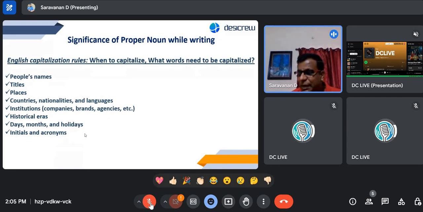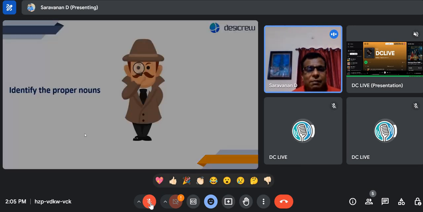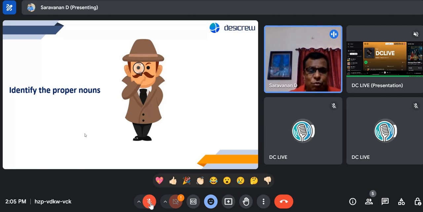So now this brings us to the topic for today, which is identifying the proper noun. So what is identifying the proper noun? If you see, there's a detective looking into the proper noun. So this is what it is.